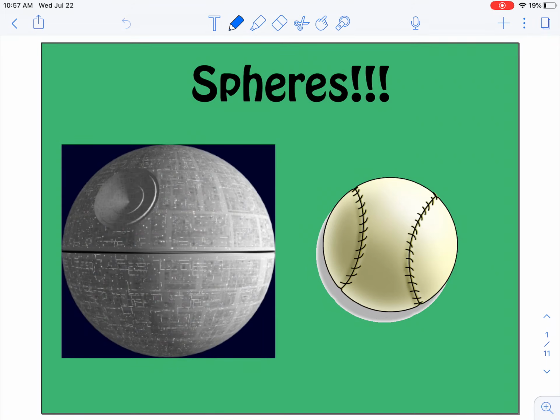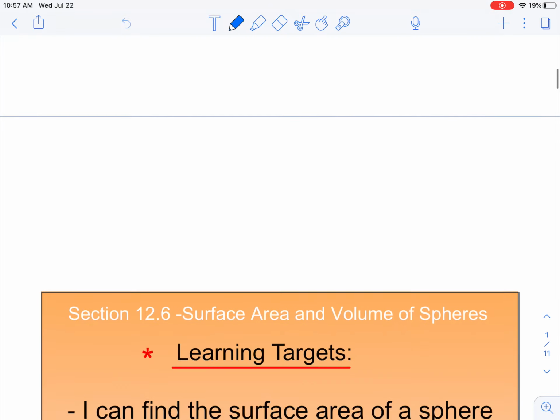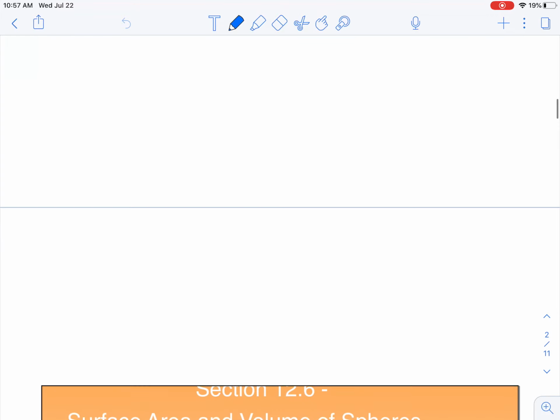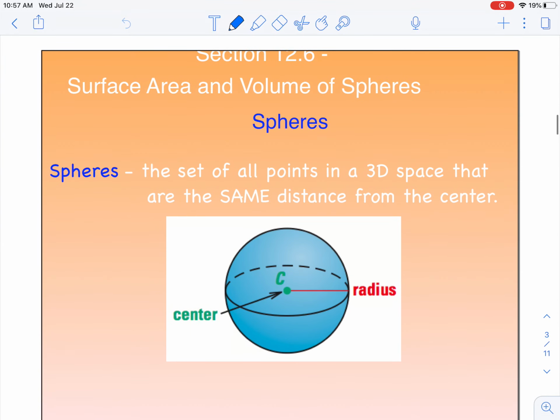Section 12.6, we're going to look at spheres. So we're going to find surface area and volumes of a sphere. So what is a sphere? I know you have an idea of what it looks like, but it's really the set of all points in a 3D space that are the same distance from the center. So what happens here is you are going out from the center in all these different directions in 3 dimensions.